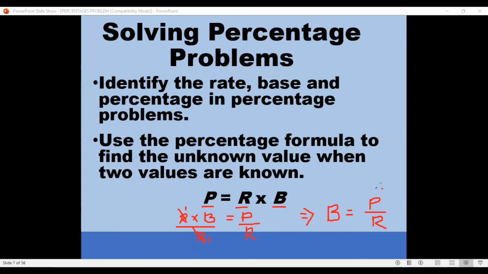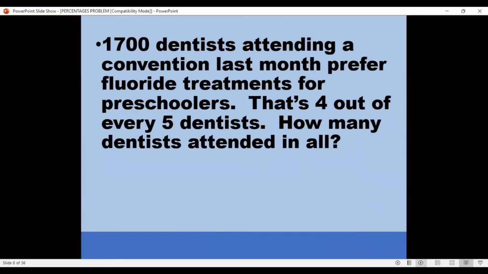So again, this is the formula for finding the base. We simply divide the percentage by the rate. Let's look into some problems and try to solve them using that derived formula.